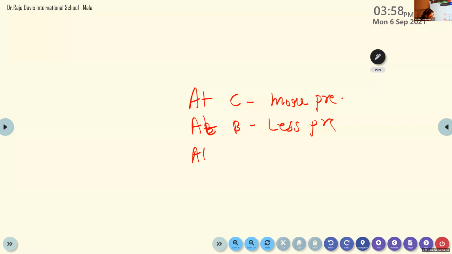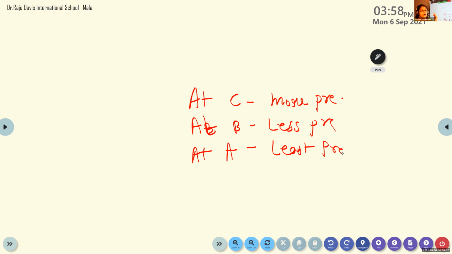And at A, least pressure. Okay, that means very much less. So that's the first point. Pressure depends upon depth or height of the liquid column. Suppose in the case of air, we will call it height of air column.